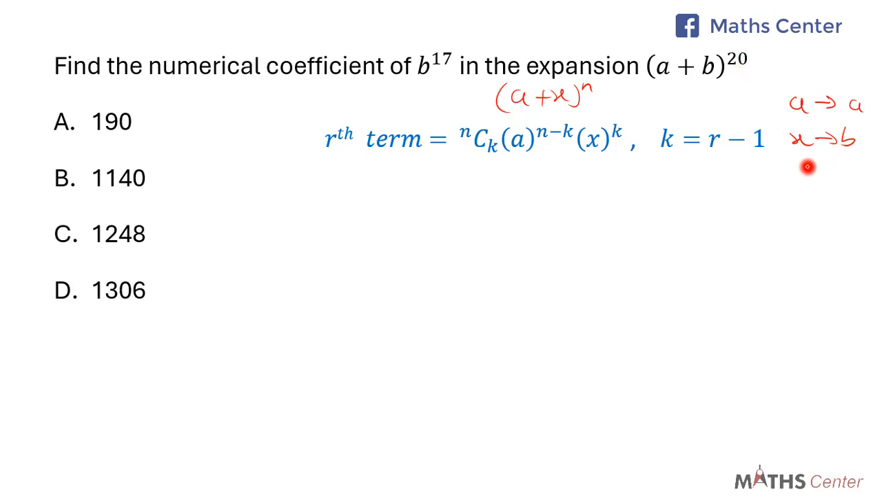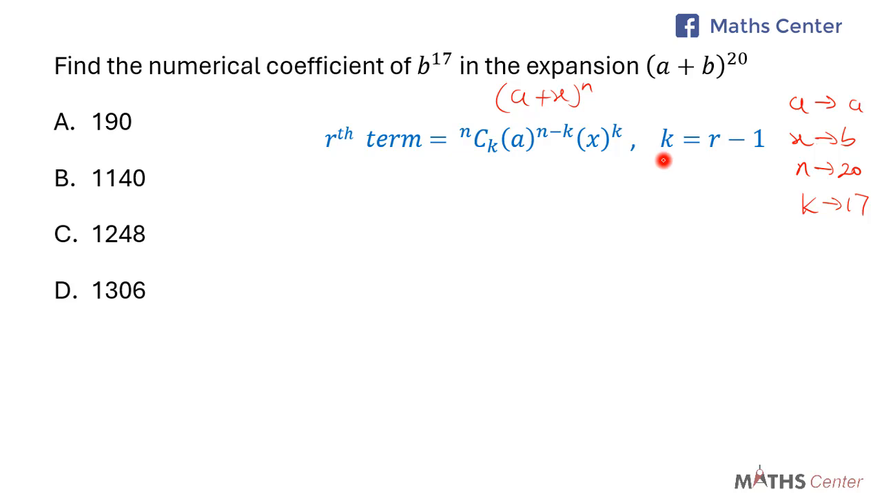So n is 20. Now we are looking for the term that contains b exponent 17. Now we know that b is x. So in the formula here, we are looking for the term that contains x exponent 17. So it means that k is 17, because we are looking for the term where the exponent on b is 17 and b here is x. If k is 17, then that term will be the 18th term, because r is equal to k plus 1.